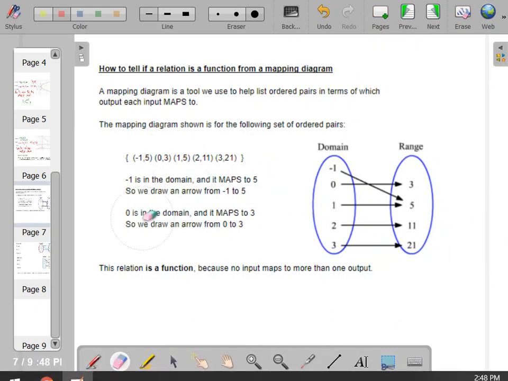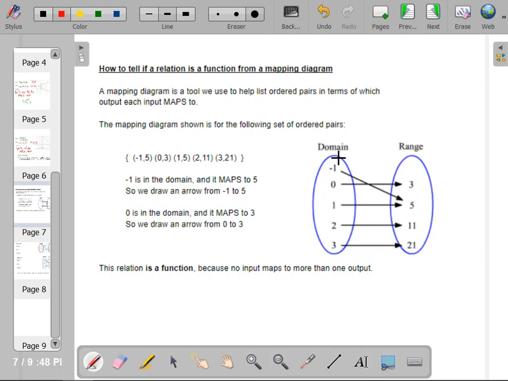Then, to create your mapping diagram, this is saying that -1 maps to 5. That means there's an ordered pair. When I plugged in -1, I got 5. When I plugged in 0, I got 3, so 0, 3 is a point. When I plugged in 1, I got 5. 1, 5. 2, 11. 3, 21. Some vocabulary: -1 is in the domain and it maps to 5, so from -1 we draw an arrow to 5.